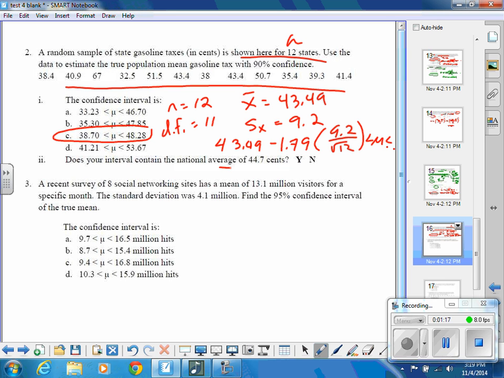Now the next question says, does your interval contain an average? Well look, is 44.7 in between 38.7 and 48.28? Yes. So that's that one. Alright, let's look at number 3.